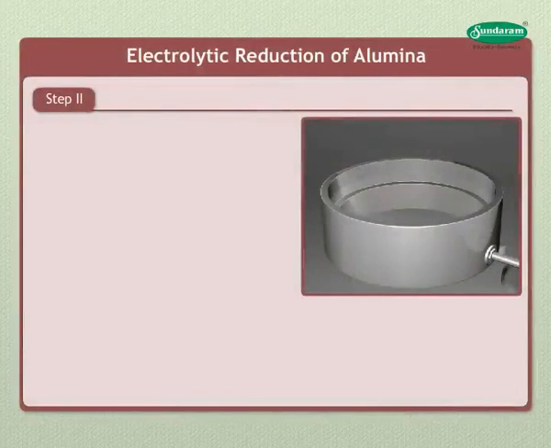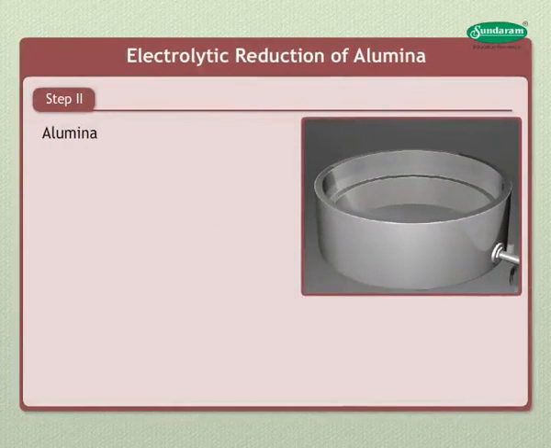Step 2. Electrolytic reduction of alumina. In this process, a molten mixture of pure alumina, whose melting point is less than 2000 degrees Celsius, is electrolyzed in a steel tank. The electrolytic cell is a large steel tank having a lining of graphite on the inner side. The graphite lining acts as cathode. A set of graphite rods is dipped in the electrolyte.